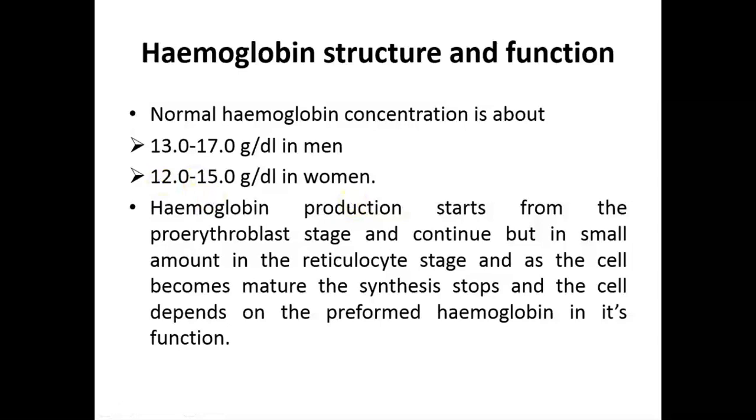The production of hemoglobin, as we said, starts from the pro-erythroblast stage, the earliest precursor of the red blood cells, and continues in the intermediate stages. Even in the reticulocyte a small amount can be produced because it has remnants of RNA, as we said previously. But as the cell becomes a mature red blood cell, the synthesis will stop and the cell will depend on the preformed hemoglobin in its function, meaning it depends on what is stored inside it in order to perform its function.